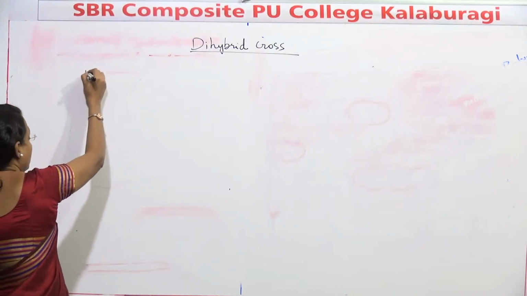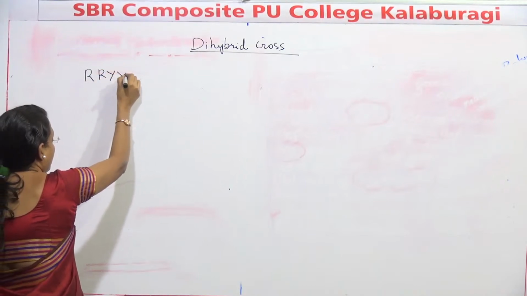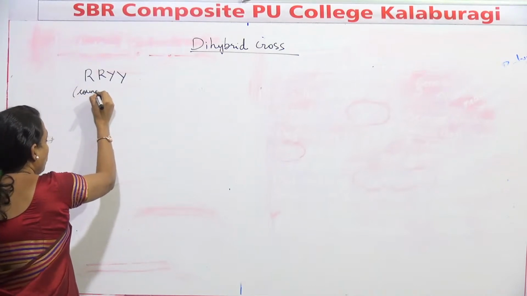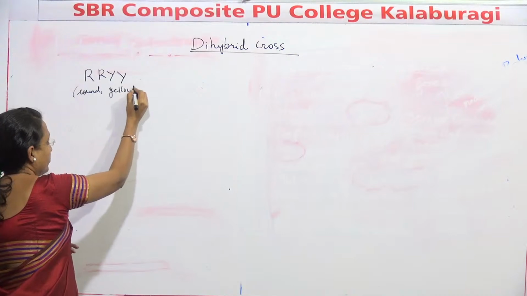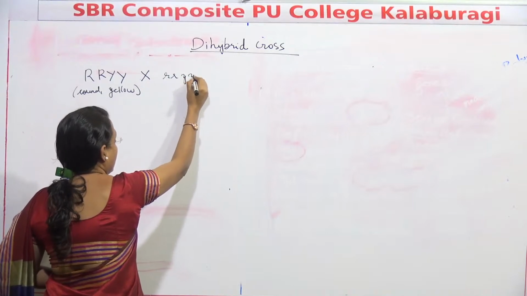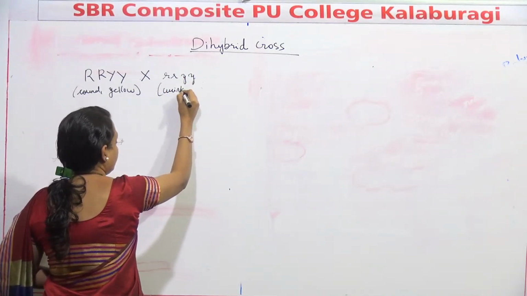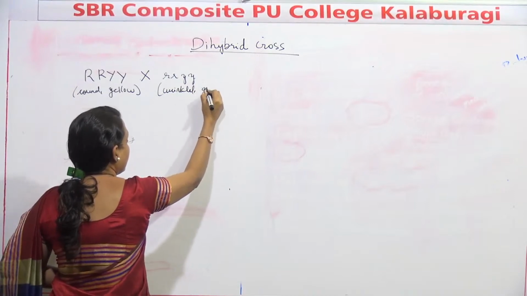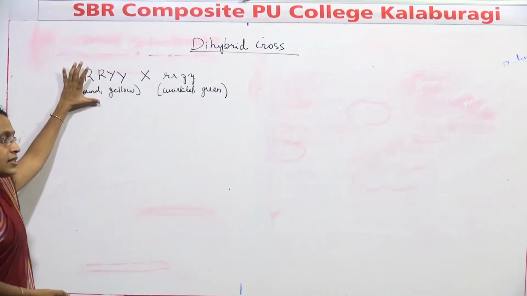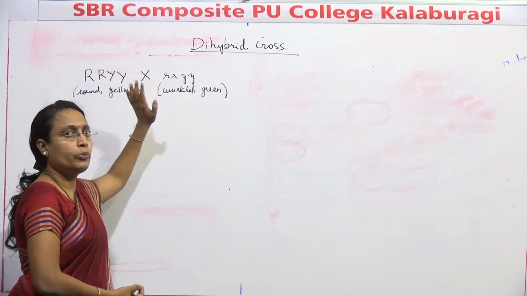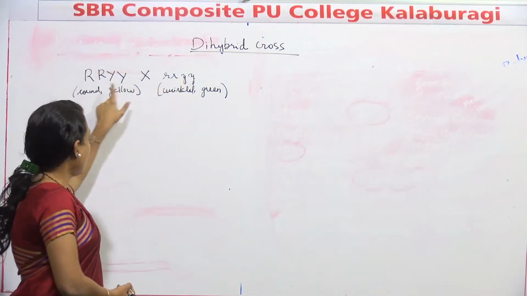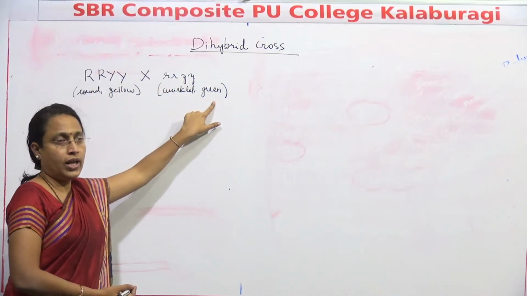So here, a plant with round and yellow seed was crossed with wrinkled and green seeds. These two individuals constitute the parental generation, and these are their respective genotypes, and below are the respective phenotypes.